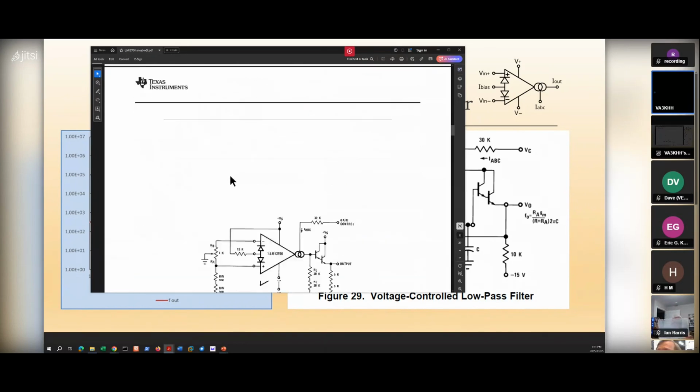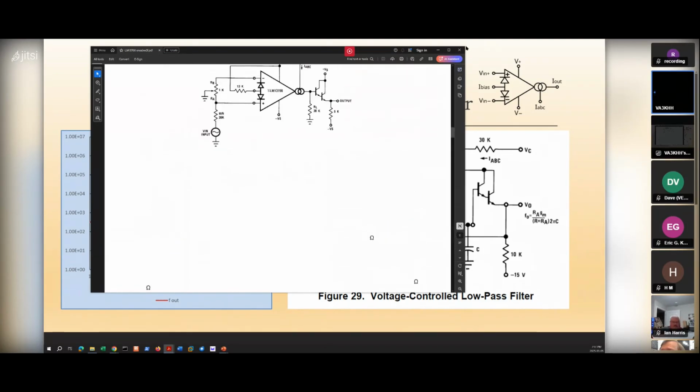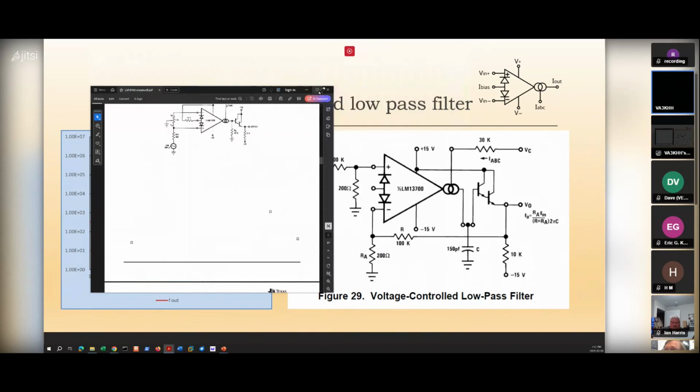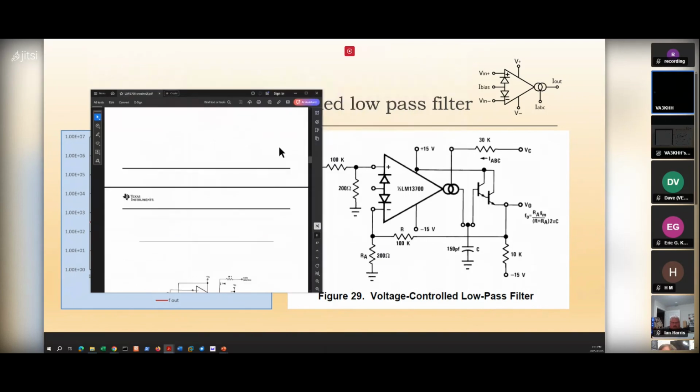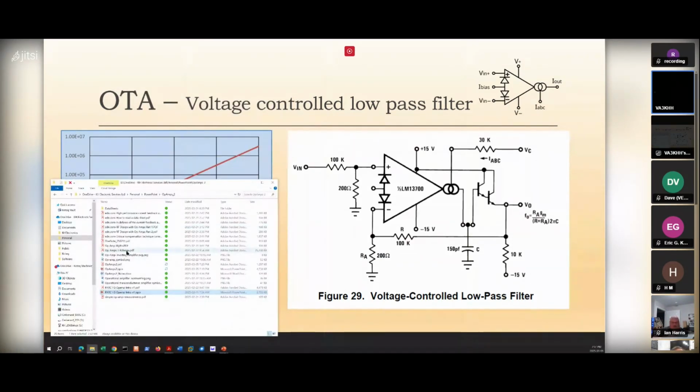Okay, why is it not showing everything? Okay, this is weird. Okay, hang on. Let me just reopen that because it's not showing everything.